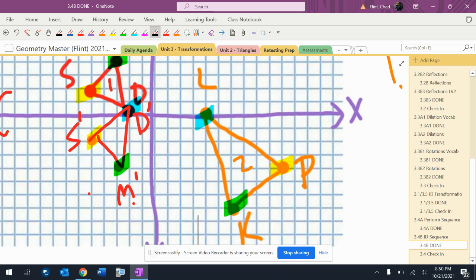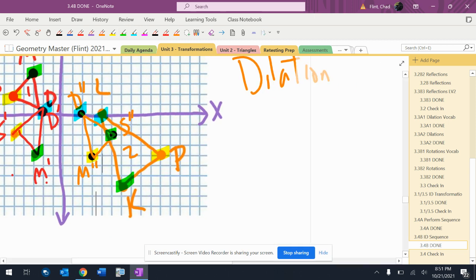So I'm going 1, 2, 1, 2. And I'm going 1, 2, 3, 1, 2, 3, 1, 2, 3, 4. Hang on. 1, 2, 3, 4, 5, 1, 2, 3, 4, 5, and I've got D prime prime, M prime prime, S prime prime, like that. And now, if I stick my colors on there, my colors are going to match up.